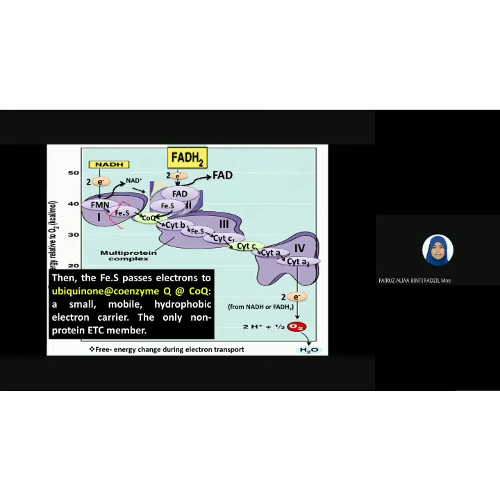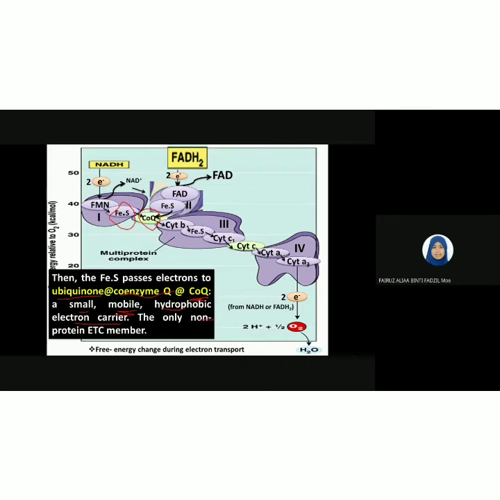Once the iron sulfur center accepts the electrons, it passes them to coenzyme Q. Co-Q is written here. Coenzyme Q, also known as ubiquinone, or can also be written as Co-Q, capital Q. So what is coenzyme Q? It is a small mobile, mobile means it can go here and there, can move around, hydrophobic electron carrier.